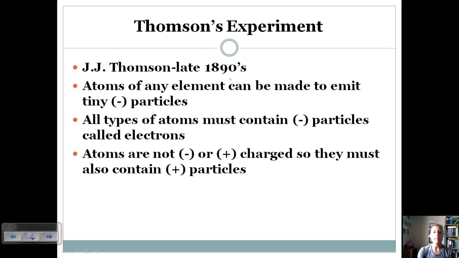But since we know that the atom is neutral, it's not positively or negatively charged, we've got to have something that can balance out that negative, or balance out those electrons. And so he said, well, it's got to also contain some positive stuff. We don't know what that's called, we don't know what it looks like, but we know it's got to have both.